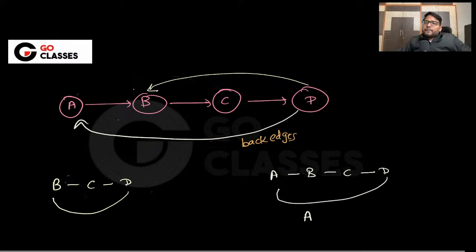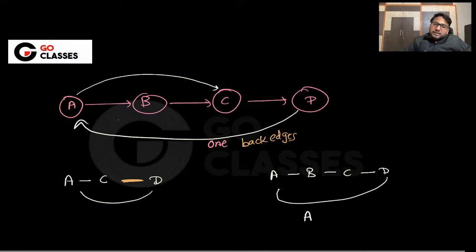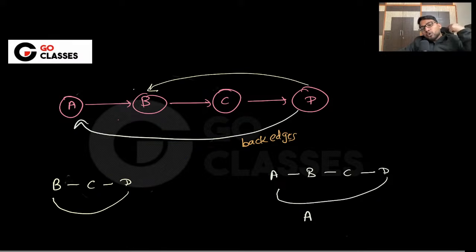This is a little tricky. If there is only one back edge, can you pick one edge and destroy all the cycles? Yes, you can pick the back edge and destroy all the cycles. If there are two back edges, can just one edge destroy them? Here, yes. What is that edge? This CD, because this is common, right? Whatever is a common edge in both the cycles, you can pick it. It can destroy both the cycles.